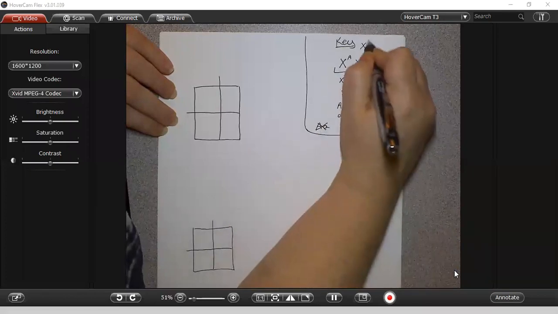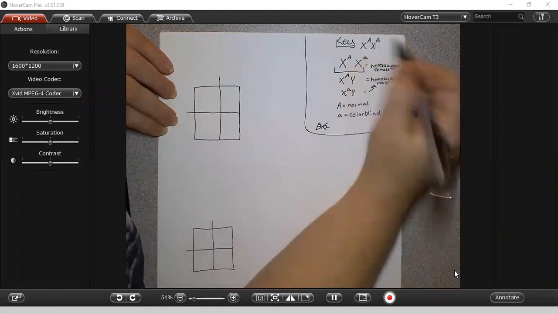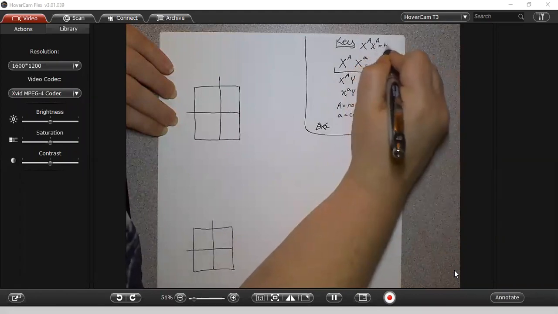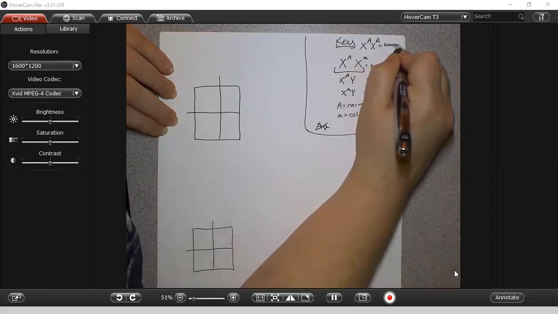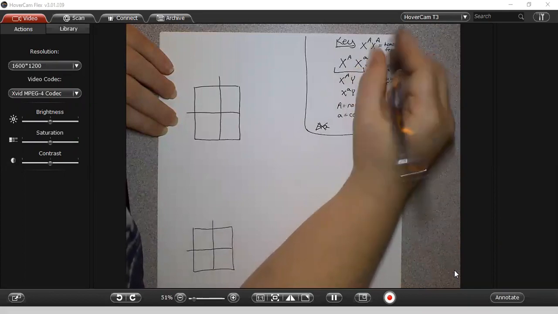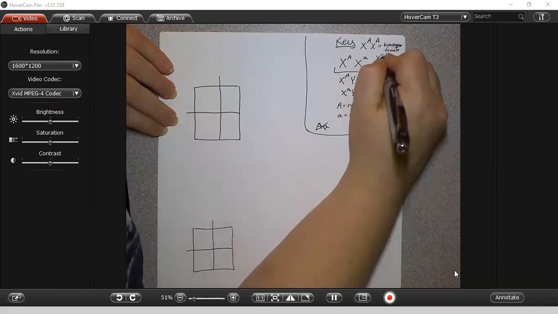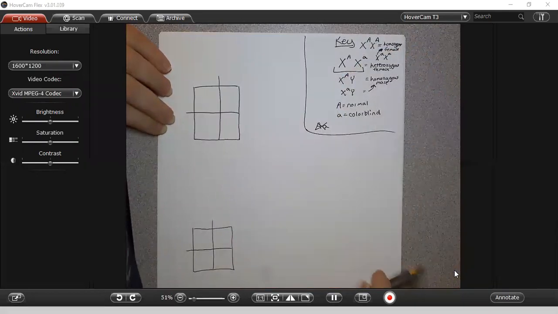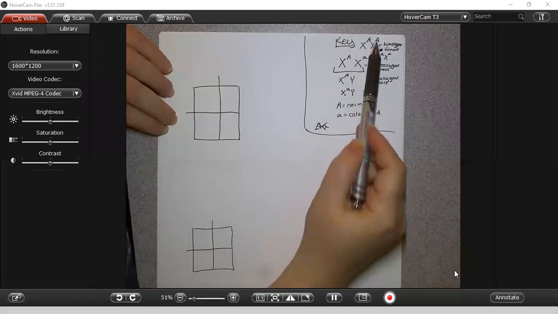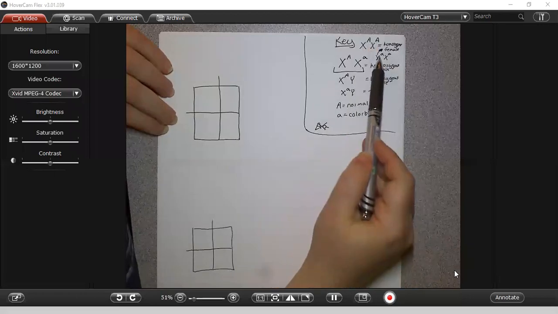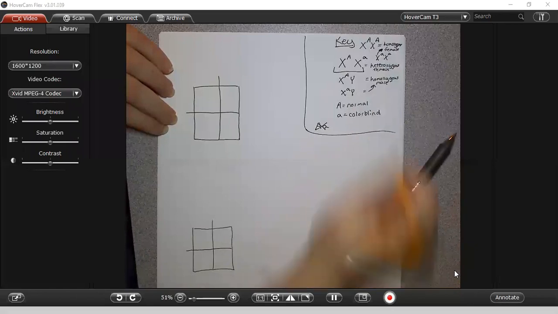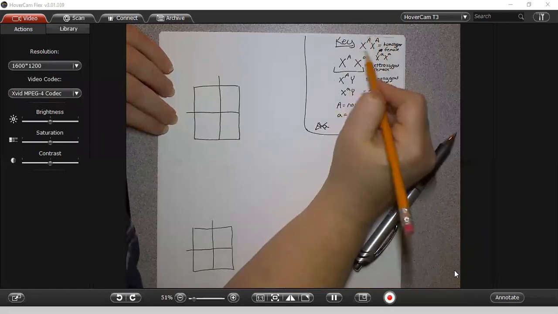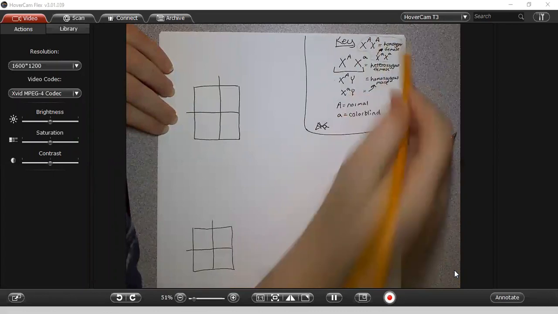This is a homozygous female, as is this. Two capital A's here, that's homozygous dominant. Two lowercase a's here, homozygous recessive. Let's group these to make this a little bit easier to see. Those are both homozygous females.